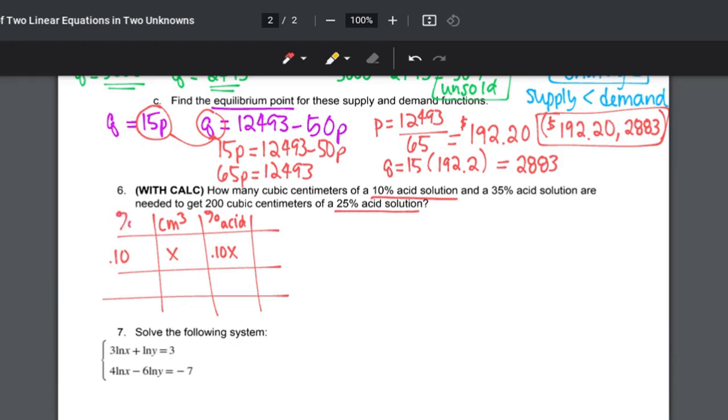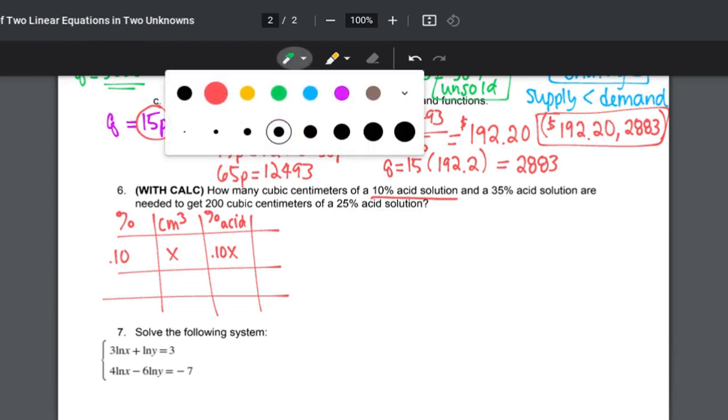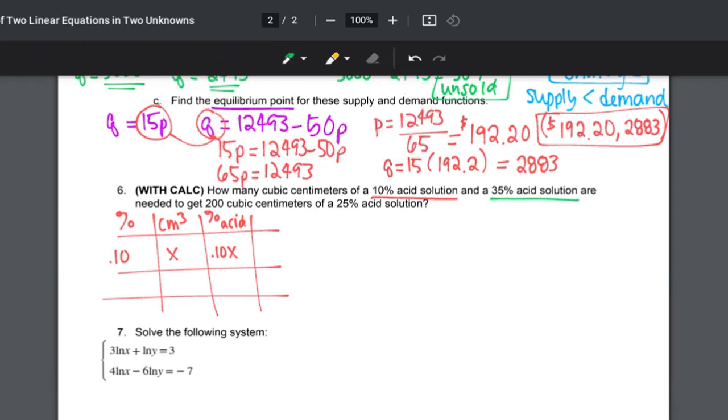So we will call this leftmost column the percent. The next thing that we're trying to look at is the 35% acid solution. So there's going to be 35% of something. That something is going to be some unknown amount or quantity of liquid, which is y, since we already used x. And if we multiply those together, we get 0.35y. All right, so for our final row, we know that we're going to use 200 cubic centimeters total of liquid. And there's going to be 25% acid in there.